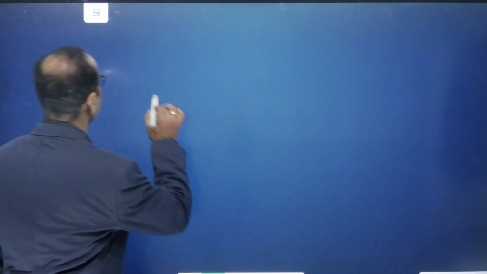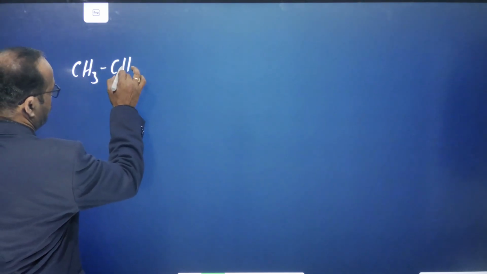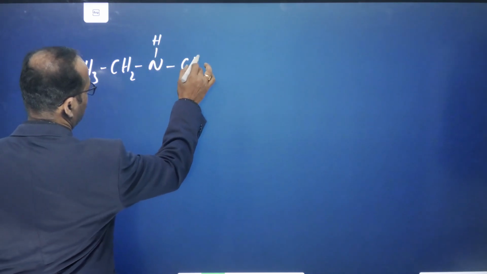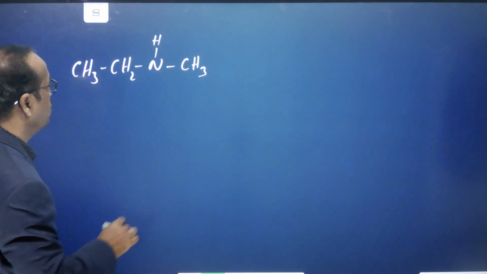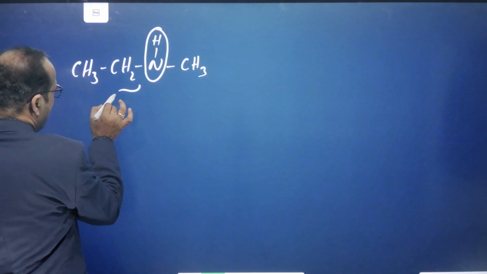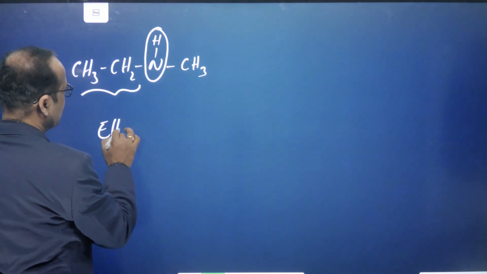Let's take it like this. See now, CH3, CH2, NH and CH3. Now what is the name of this one? See here, this is the amine group. Now see on both sides. On this side, how many carbons are there? Two carbons. So two carbons is what? Ethyl.